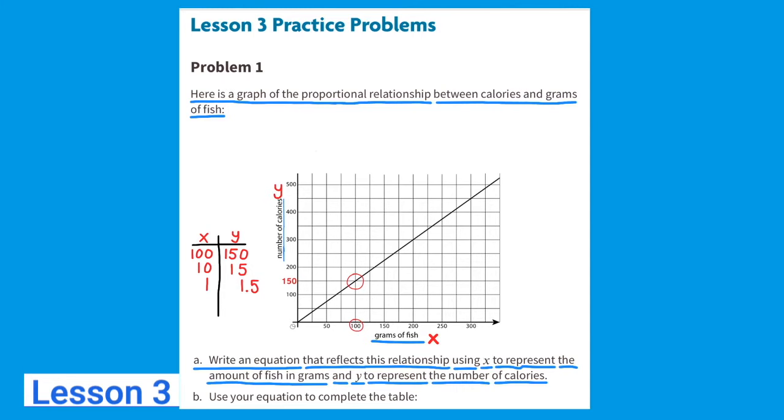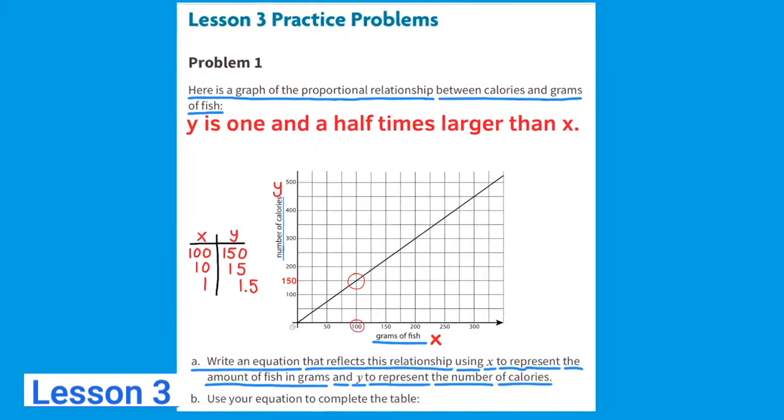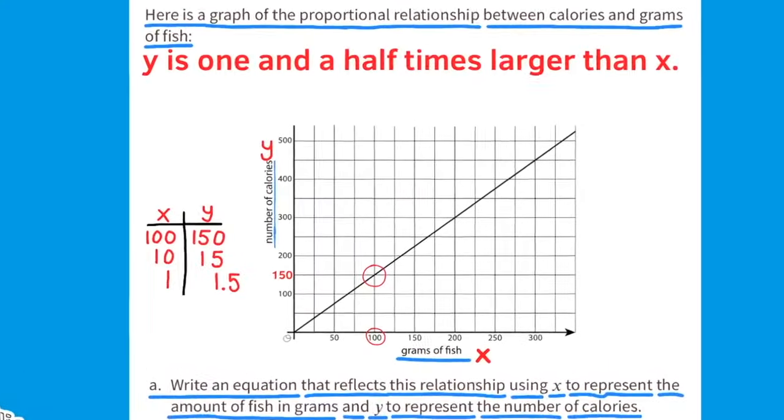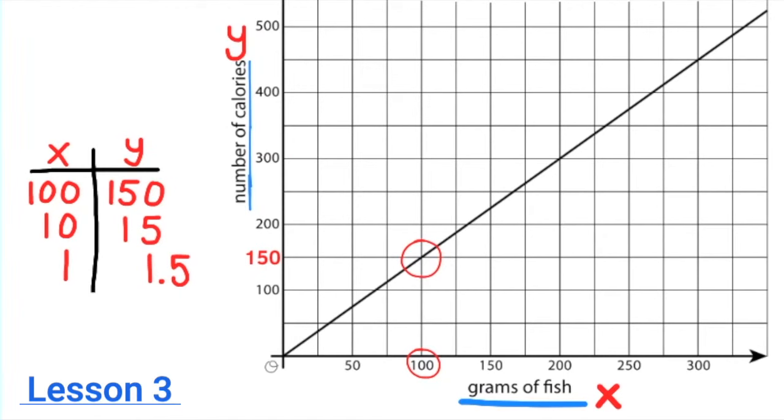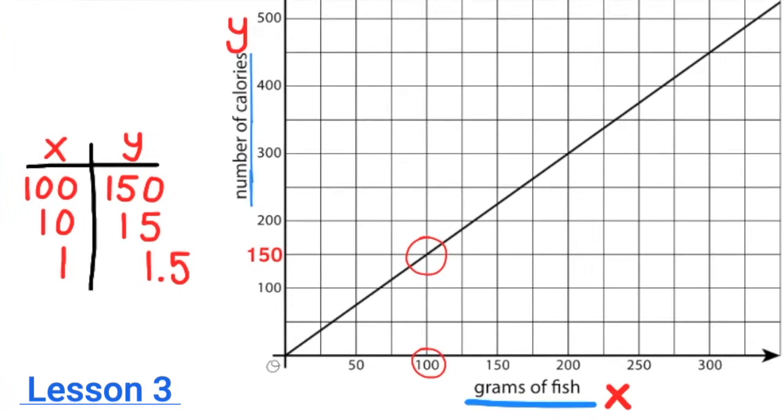These x and y values are coordinates for points on this line. The rate of change is that y is 1 1/2 times larger than x. Look at our first example. When x is 100, y is 150. 150 is 1 1/2 times larger than 100.